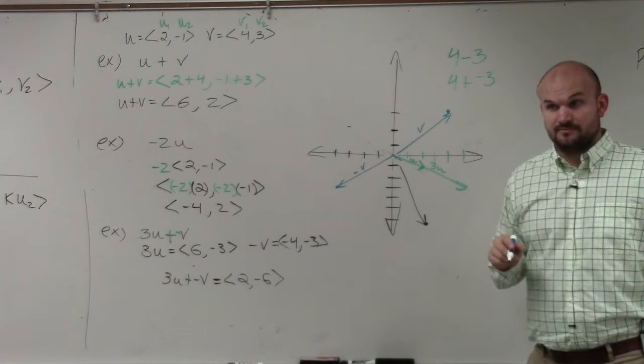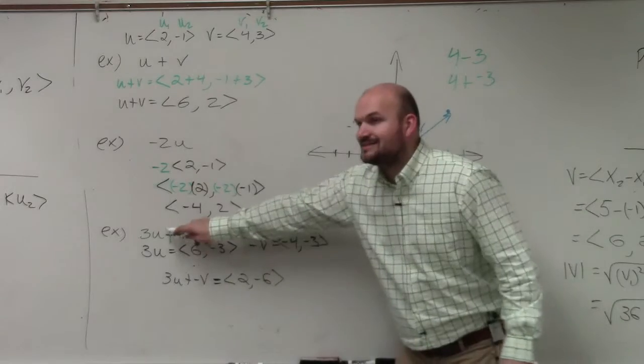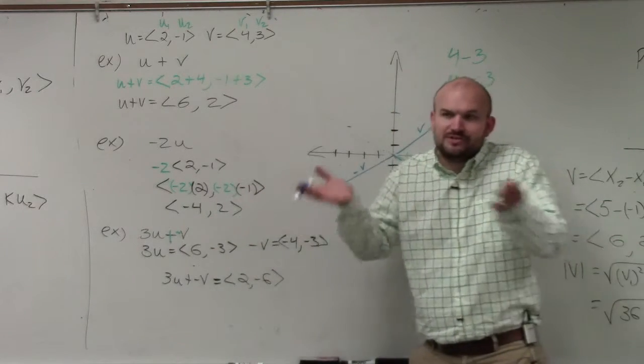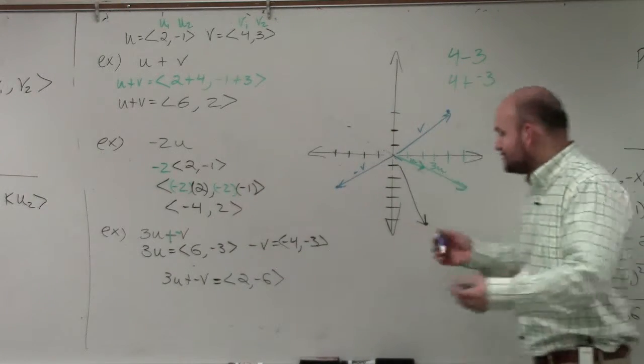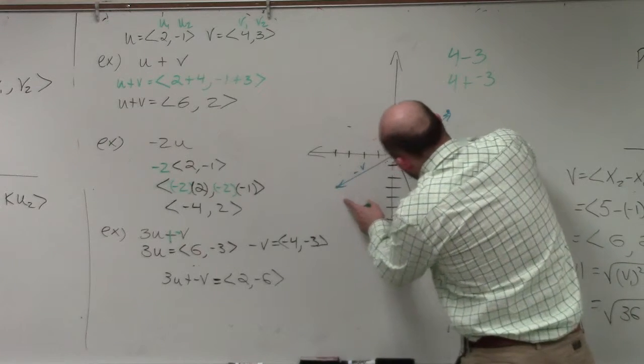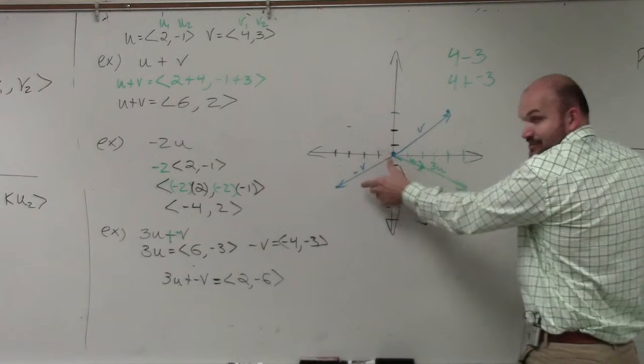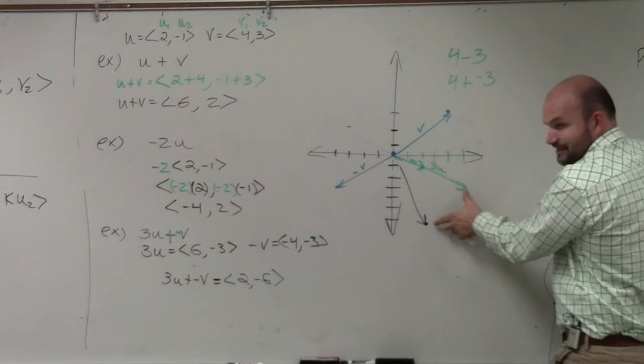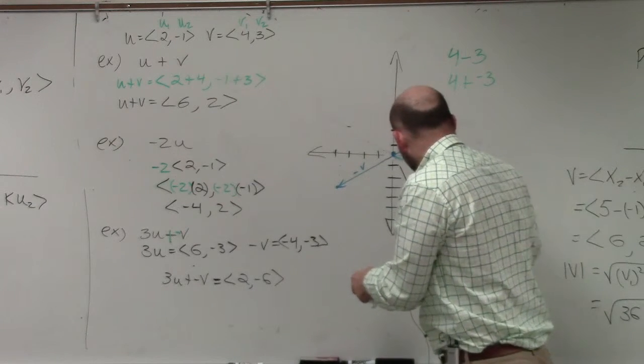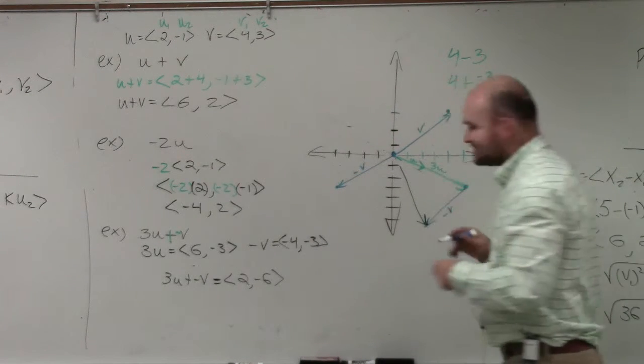Does everybody agree? So if I rewrite this as addition, how do I know? All I do is tail to head, right? So I literally take the tail of this vector, negative v, and I put it right there. Does that look like, roughly, it's about the same as negative v?